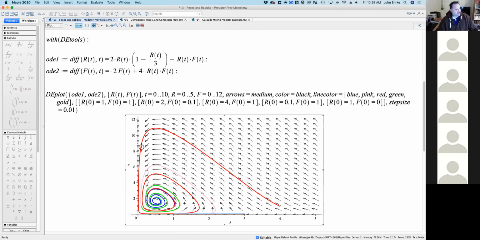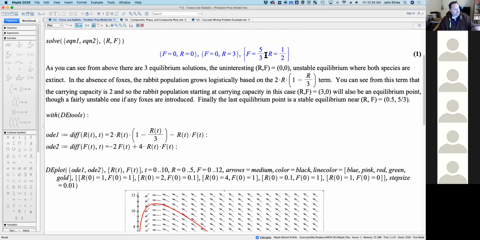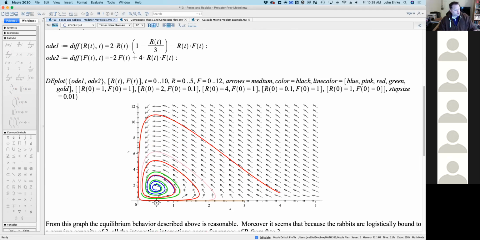And then all of the other non-zero initial starting points cycle in over time to a single limiting value. And that limiting value turns out to be this non-trivial equilibrium of 1/2 and 5/3. So the place where they're cycling down to is 1 and 1/3. So it's going to be right around here is where all of those points are limiting to.